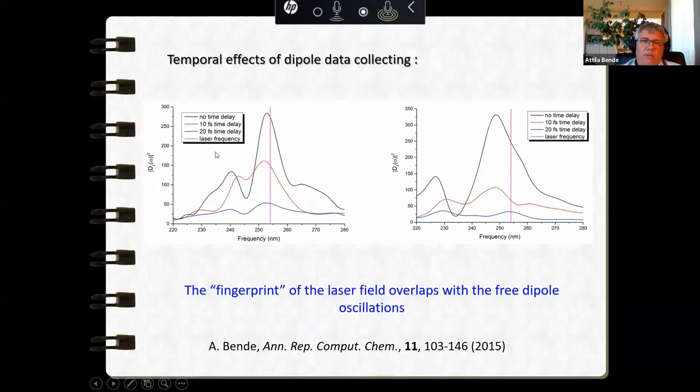So we play a little bit with the data collection, and here we calculate the same spectra using different time delays of the data collection. The black one is when we start to collect the data immediately when the pulse stopped. The red one is after 10 femtoseconds time delay, and the blue one is after 20 femtoseconds time delay. You can see that the spectral shape induced by the laser excitation, laser frequency, is drastically reduced when we include the so-called time delay for data collecting.